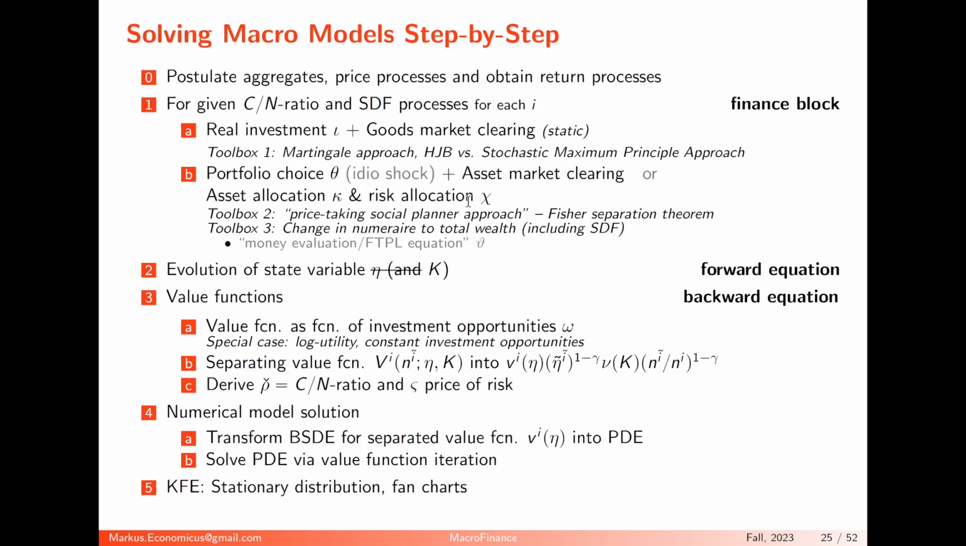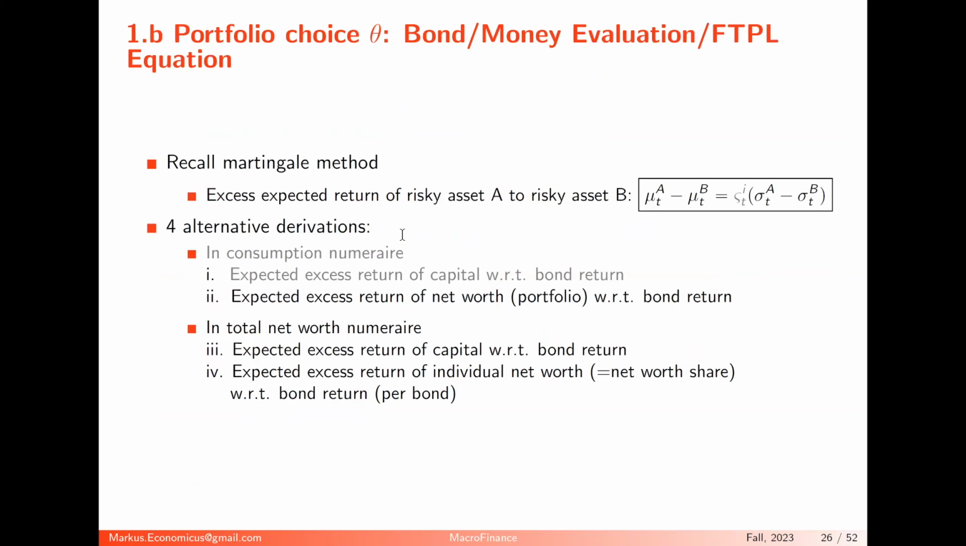Okay, now we have to do the portfolio choice. So far we cheated, we didn't solve it. Now I have to solve it. And for doing this, I get the FTPL equation. Now, portfolio choice. What do we do? Martingale method, stochastic maximum principle, or HJB approach. You pick, but we use the Martingale method because it's the simplest in this setting.